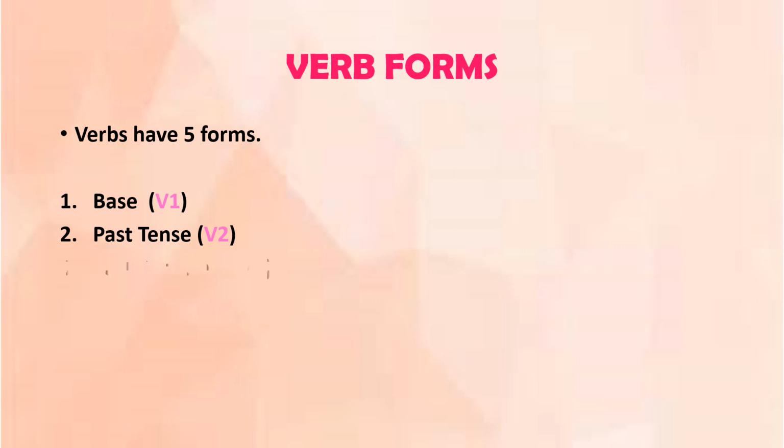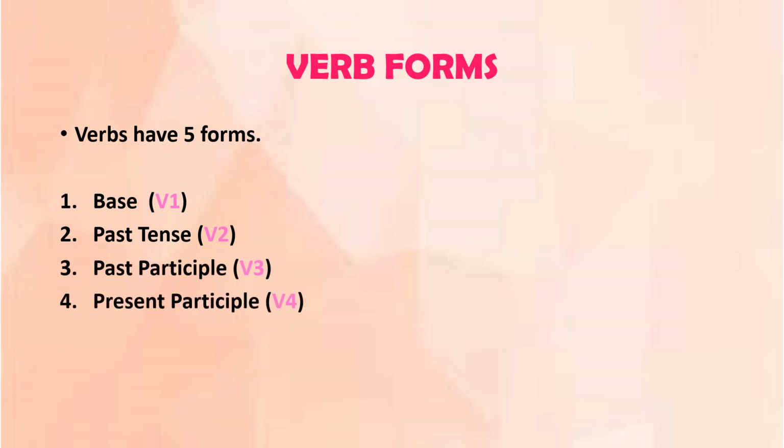There are 5 forms of verbs: base or root form, past tense form, past participle form, present participle form, and last but not the least, third person singular form. All these forms are also called verb 1, verb 2, verb 3, verb 4 and verb 5 respectively.